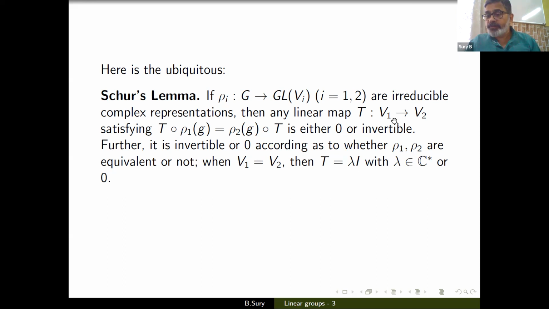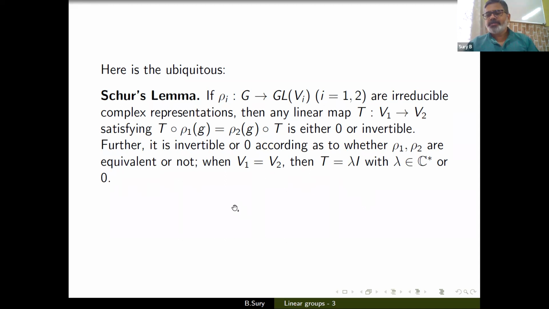So V has two irreducible representations. One is called rho 1, the other is called rho 2. That means rho 1 from G to GL(V), rho 2 from G to GL(V), same V. Both are irreducible. Then any such T going from V to V is going to be a nonzero scalar, a scalar matrix. Okay, so this is called Schur's lemma.